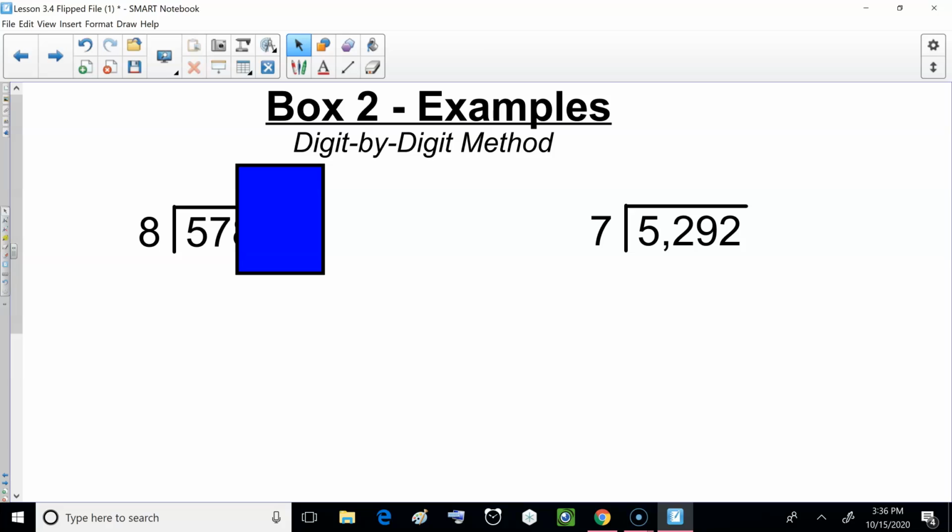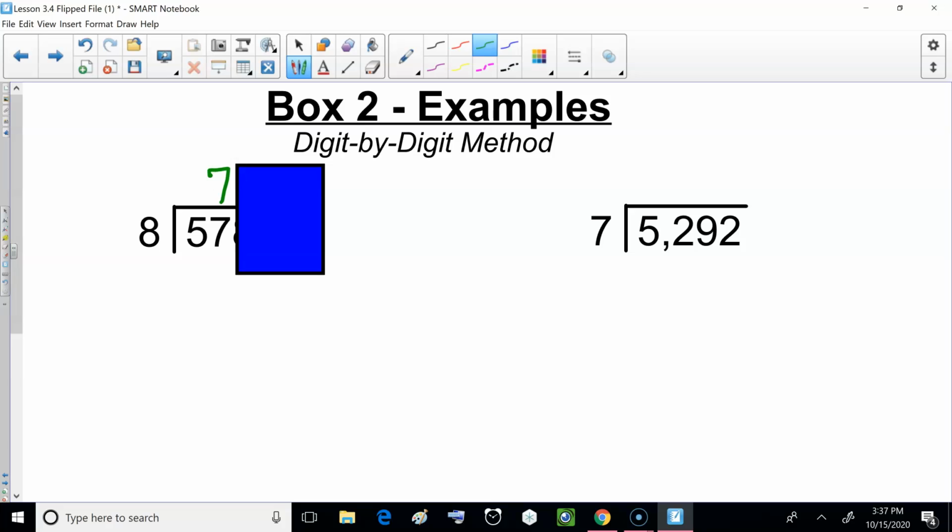But can 8 go into 57? Yes, it can. So 8 can go into 57. Well, 8 times 5 is 40, so it's going to be higher than 5. 6 is 40 plus 8, which would be 48. 7 would be 48 plus 8, which would be 56. That's pretty close, so I'm going to go with the 7 right here.